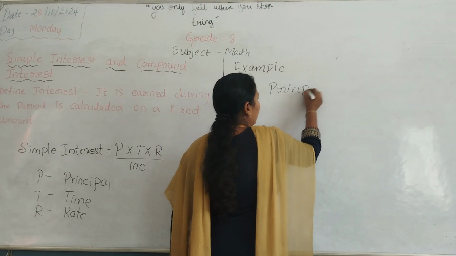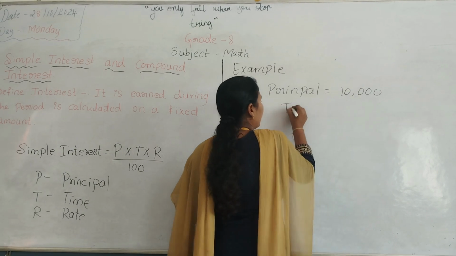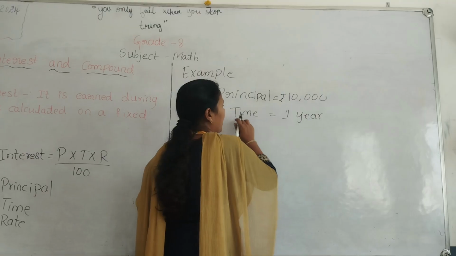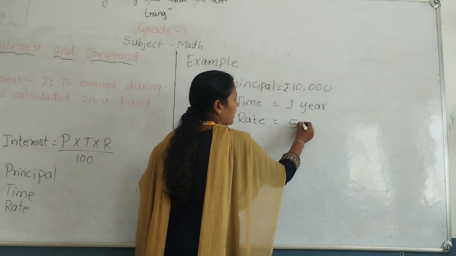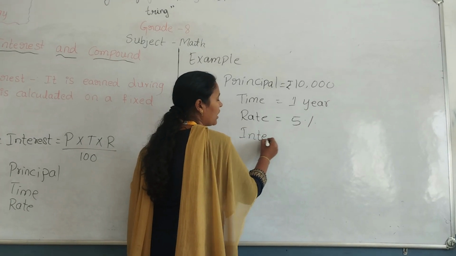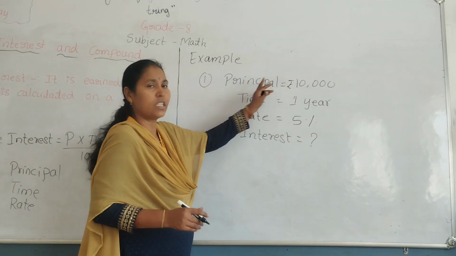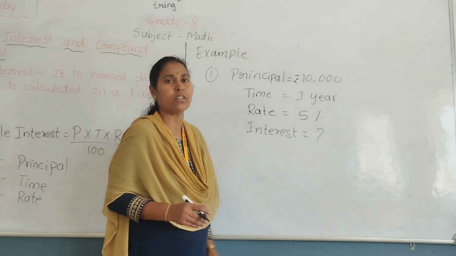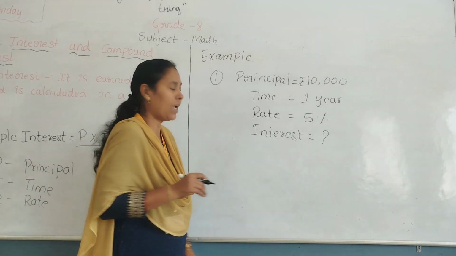Example. Principal, they gave us 10,000 rupees. Time, they gave us 1 year. Rate, they gave us 5%. Now we have to find the interest, children. Interest equals how much? For principal 10,000, time 1 year, and rate 5%. Now we have to find how much interest we have to pay to the bank.